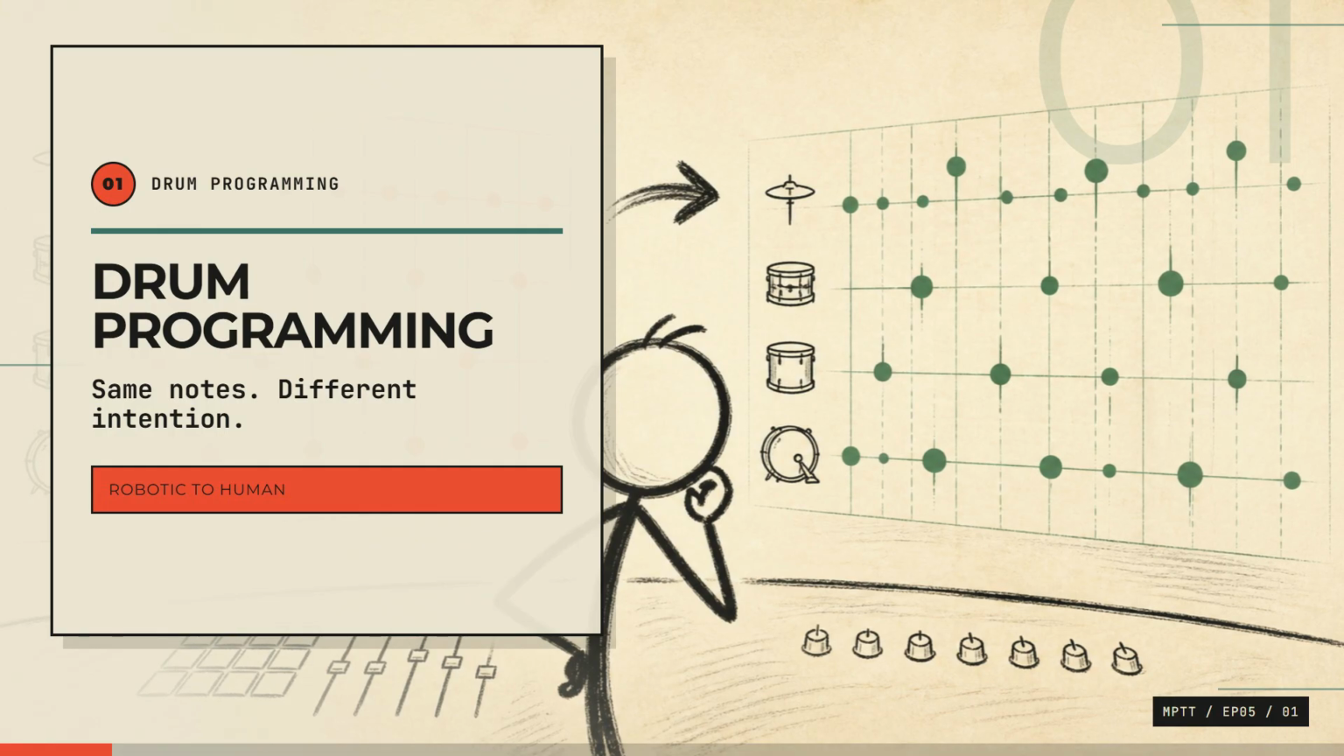That difference is not random sloppiness. Human feel is purposeful variation. The choices still support pulse, phrasing, and energy.